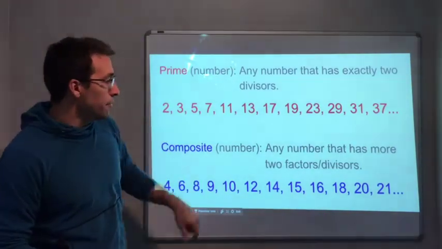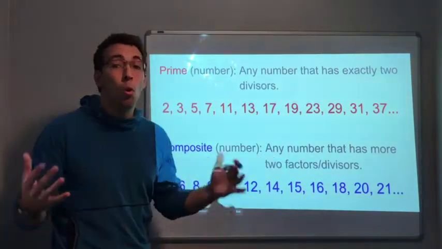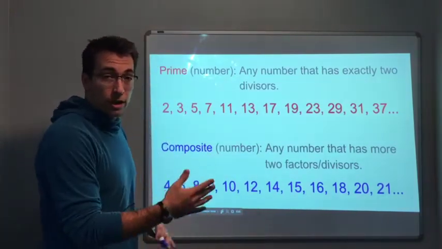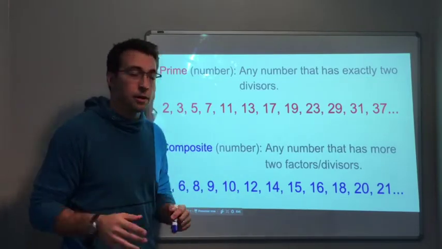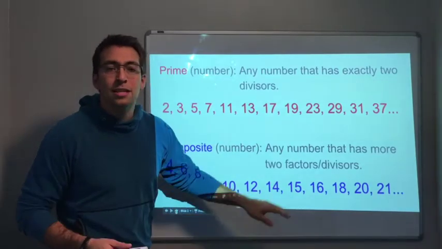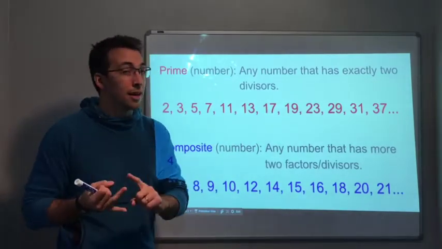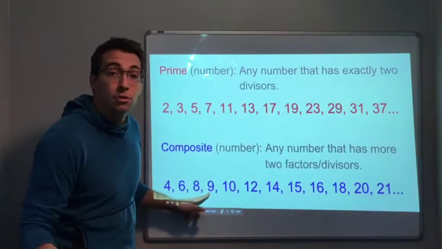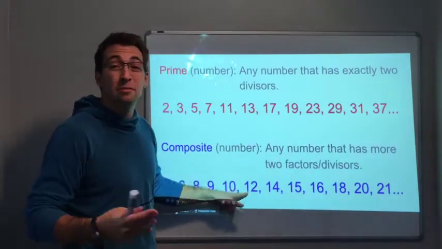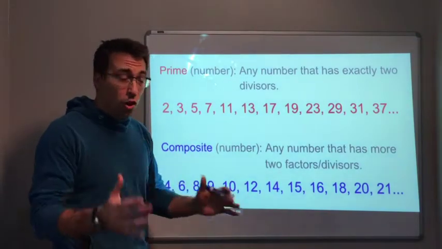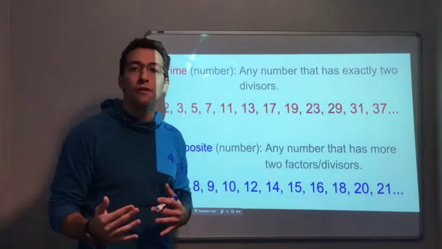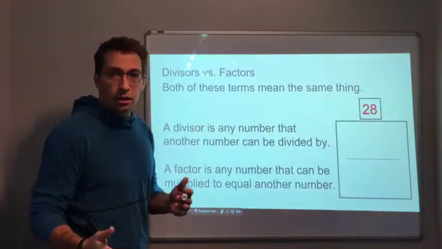A composite number is any number that has more than two factors or divisors. Here we're going to get into what is a factor and what is a divisor, but notice 4, 6, 8, 9. All of these numbers can be divided by more than the number 1 and itself. 9, 3 times 3. 10, 5 times 2. 12, 3 times 4, 6 times 2. These numbers have multiple factors, multiple divisors. So let's look at that.